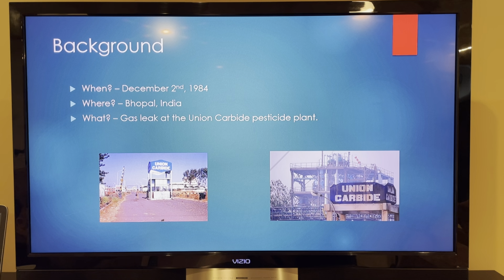And then what? It was a gas leak at the Union Carbide pesticide plant. Union Carbide is the name for the American-owned chemical corporation. At the time, they had more than a few plants throughout the world, this one being in India. And they actually owned one in West Virginia.